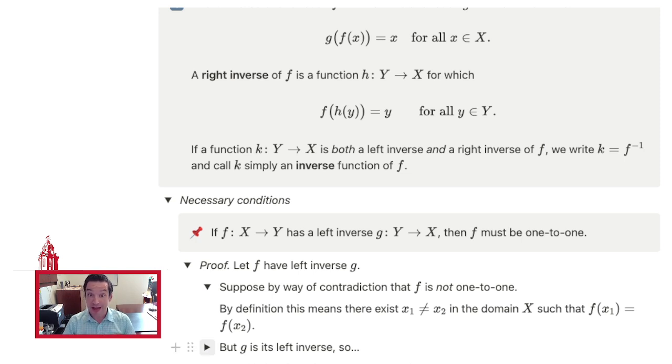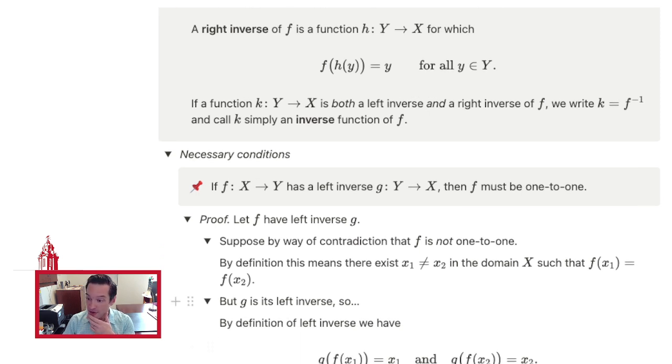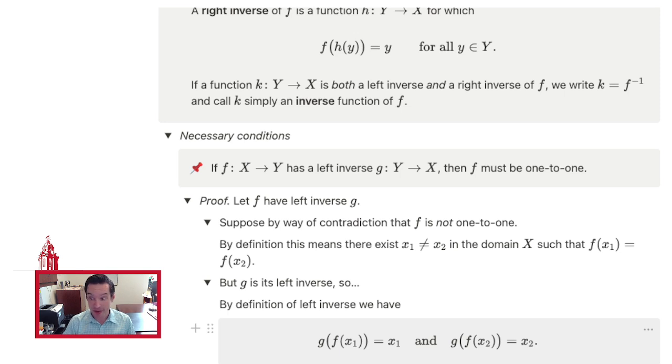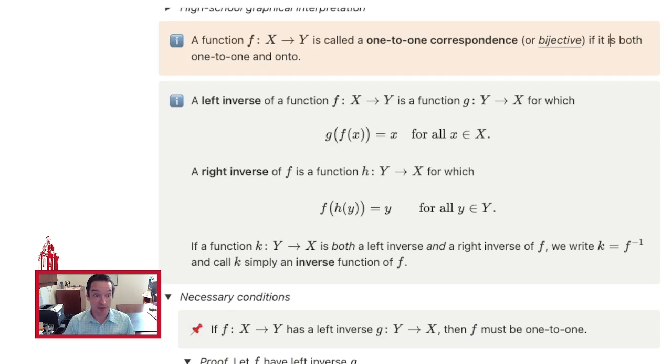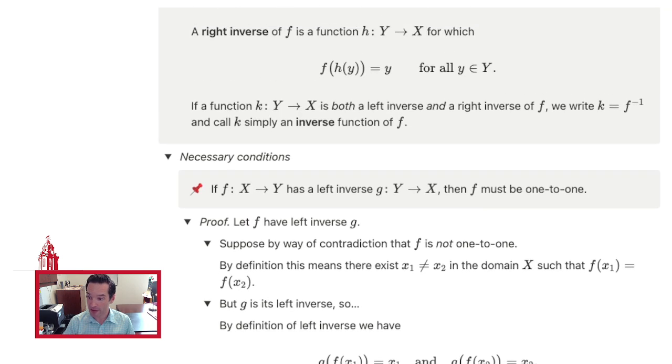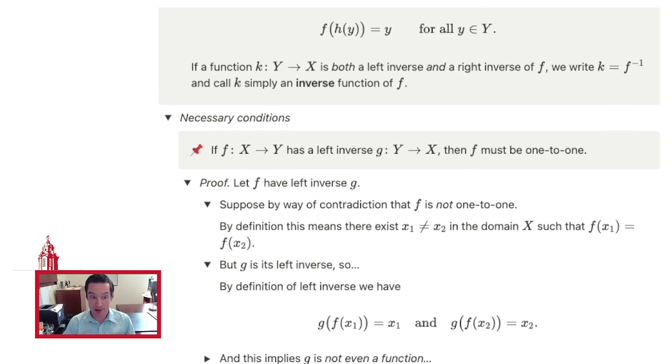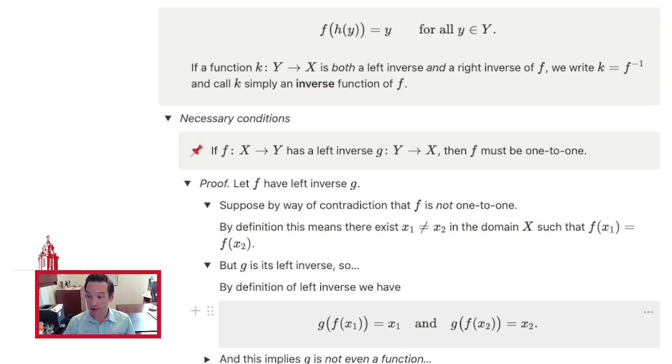But because g is a left inverse for f, by definition of left inverse, this must mean that g of f is the identity function on the domain of f. So g of f of x1 has to be x1, and g of f of x2 has to be equal to x2. After all, that's what left inverse meant in the first place. Well, what's the problem with this? The problem is x1 and x2, the outputs here on the right-hand sides of these equations, are different, but f of x1 and f of x2 are equal by assumption.